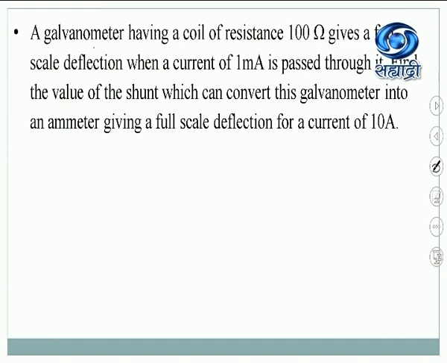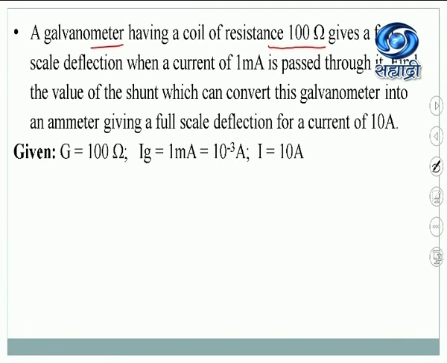See what is given. A galvanometer having a coil of resistance 100 ohm, that is G equal to 100 ohm. It gives a full scale deflection, remember, full scale deflection, that is Ig, when a current of 1 milliampere is passed through it. That is, Ig is equal to 1 milliampere, that is 10 raised to minus 3 ampere.